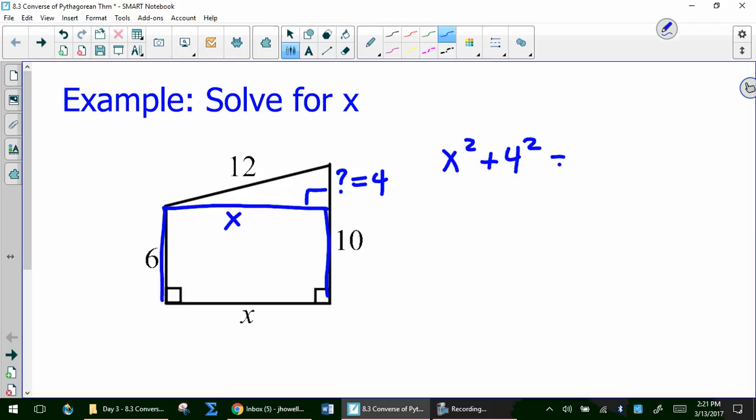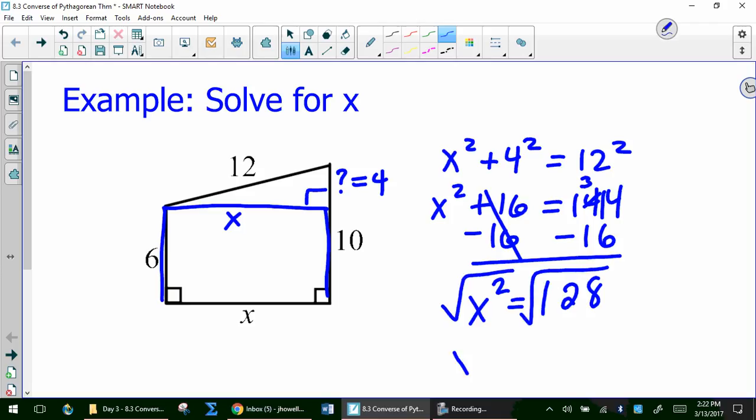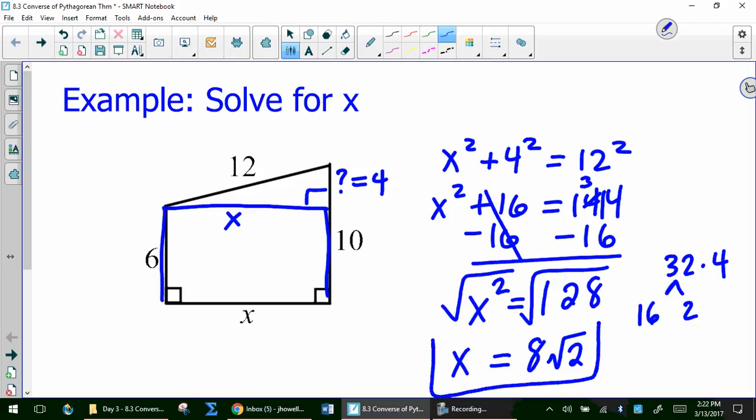So we have a right angle here, and so if we have our legs, x squared plus 4 squared equals 12 squared. Now we have x squared plus 16 equals 144. Now when we subtract, this is 128. And the square root of 128, we can divide 128 by 4, and then we get 32. But then 32, we can say 16 and 2. So this is really 64 times 2, so 8 root 2 would be the value of x.